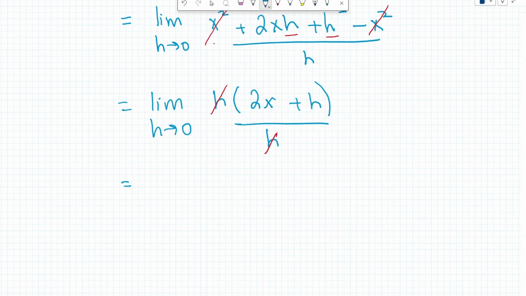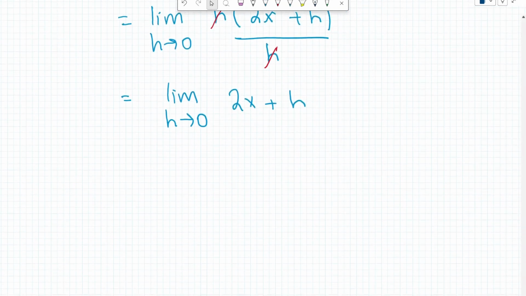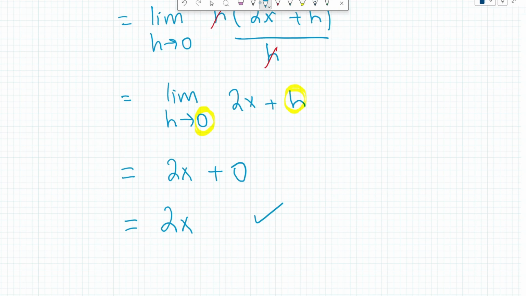And what do we have? Now we're left with the limit as h approaches 0 of 2x plus h. And now we look like we're in a pretty good spot where we can solve this limit. So in order to solve this limit, we're going to input this value of h into our function. So this equals 2x plus 0, which equals 2x. There you have it. You've used first principles to find the derivative of this function.